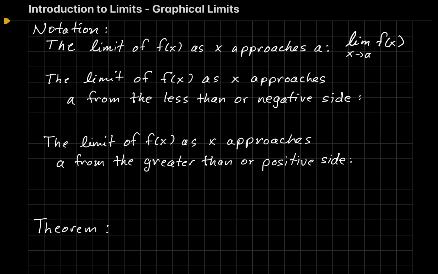We can approach x from the less than or negative side, and the notation would look like this: x approaches a from the less than or negative side of f of x. So we're really looking for a y value. Or we could approach from the greater than or positive side, and the notation will look like this: the limit as x goes to a from the positive or greater than side of f of x.